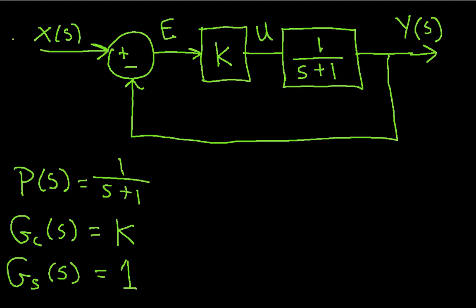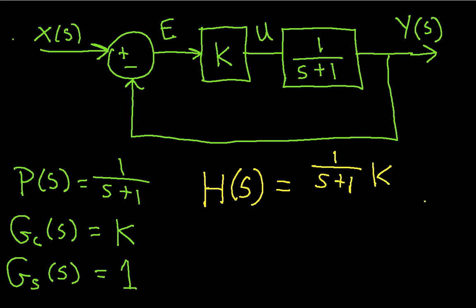With these values, the overall transfer function of this system, H of s, is equal to, let's see, P of s, which is 1 over s plus 1, times Gc of s, which is k, over 1 plus P of s, which is 1 over s plus 1, Gc of s, which is k, and Gs of s, which is 1. Okay.